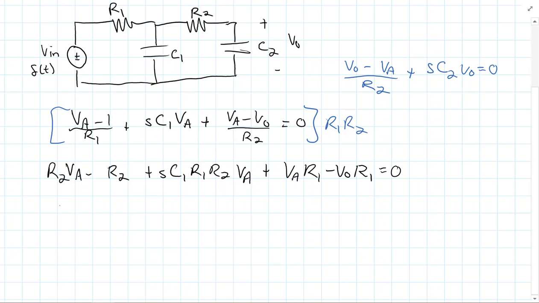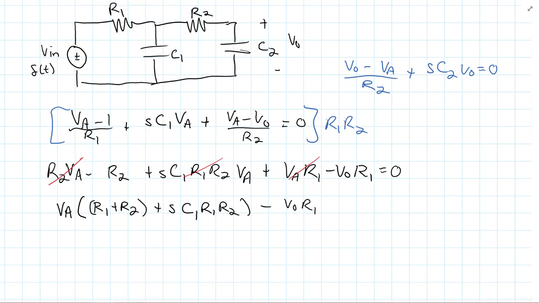So I would have VA times R1 plus R2. I'm going to go ahead and put those in parentheses. So let me make sure I take all my terms. So that's these two here, and then I've got to get that one. So plus SC1 R1 R2. I already have the VA. Minus V out R1 is equal to R2.